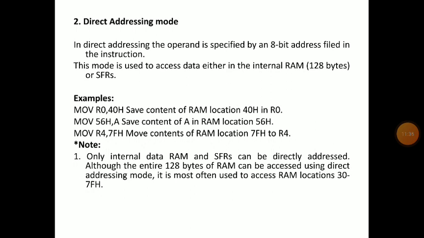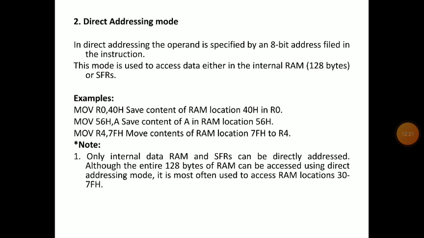The second type of addressing mode is the direct addressing mode. In direct addressing, the operand is specified by an 8-bit address field in the instruction. This mode is used to access data either in the internal RAM or SFRs. SFRs means special function registers. Okay, so the second point, this mode is used to access data either in the internal RAM, that is 128 bytes, or SFRs.